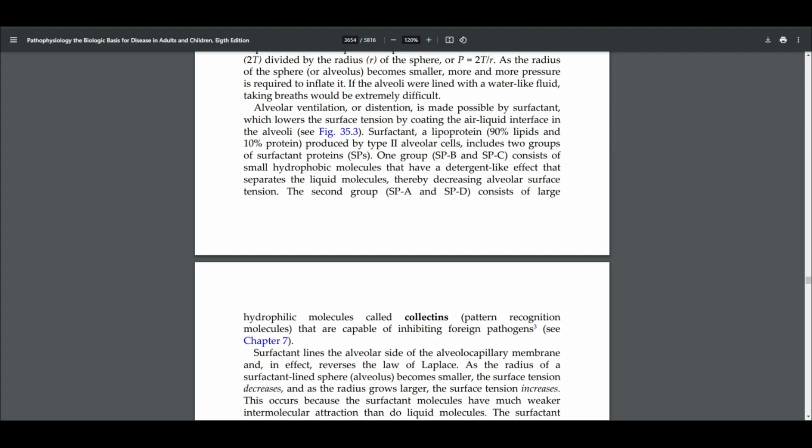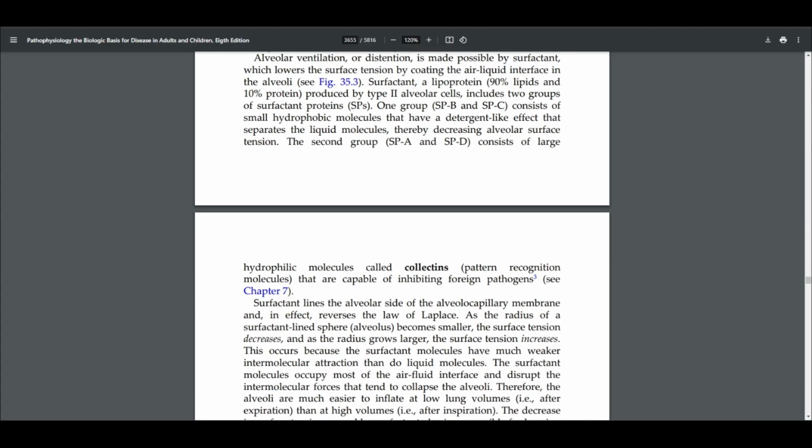Alveolar ventilation or distension is made possible by surfactant, which lowers the surface tension by coating the air-liquid interface in the alveoli. Surfactant, a lipoprotein, is produced by type 2 alveolar cells and includes 2 groups of surfactant proteins. One group is SPB and SPC. It consists of small hydrophobic molecules that have a detergent-like effect that separates liquid molecules, thereby decreasing alveolar surface tension.